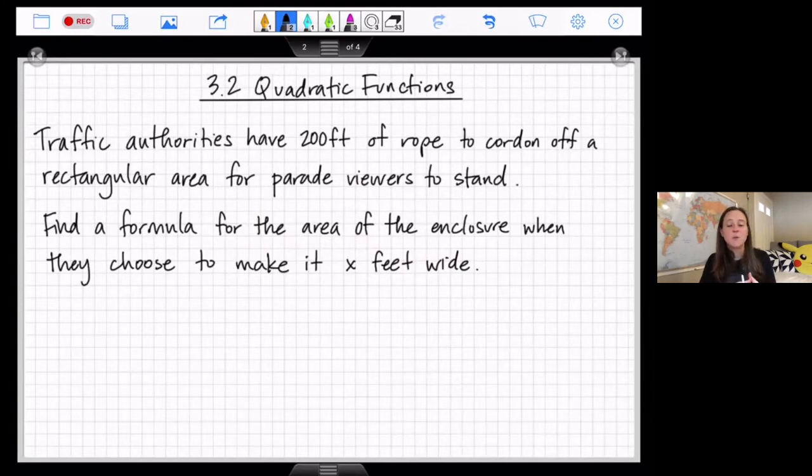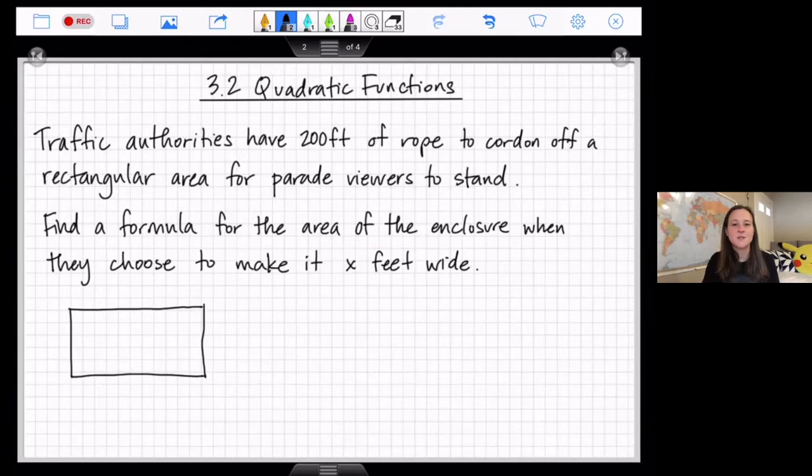So we're going to find a formula for the area of the enclosure when they choose to make it X feet wide. All right, so I'm just going to draw myself a rectangular enclosure. And it doesn't matter if we get the right shape for it, the numbers are going to work themselves out as we go through this problem.